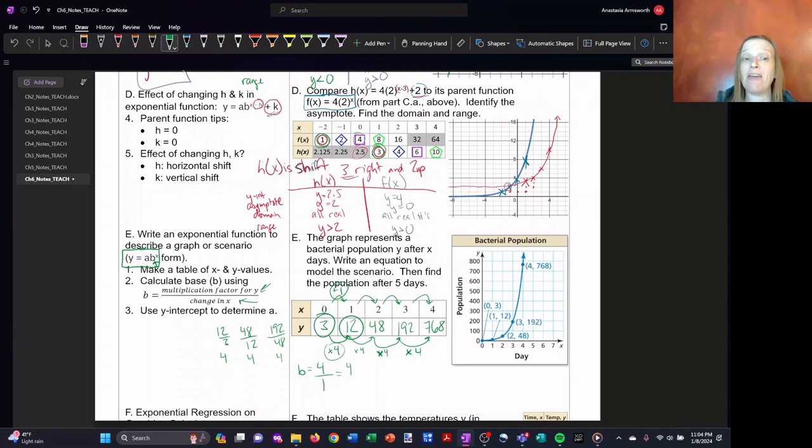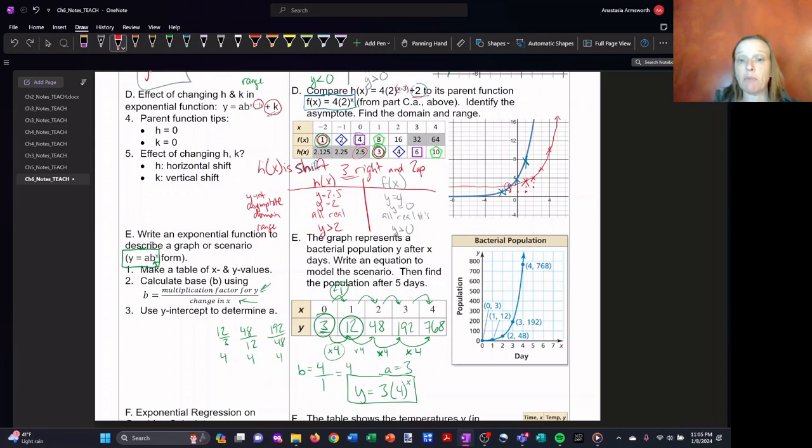The way I figure out my a value is to use the y-intercept. So my y-intercept is here at the value of 3, so my a value is going to be 3. Now that I know my a value and my b value, I'm ready to write my equation. y equals 3 times 4 to the x power.